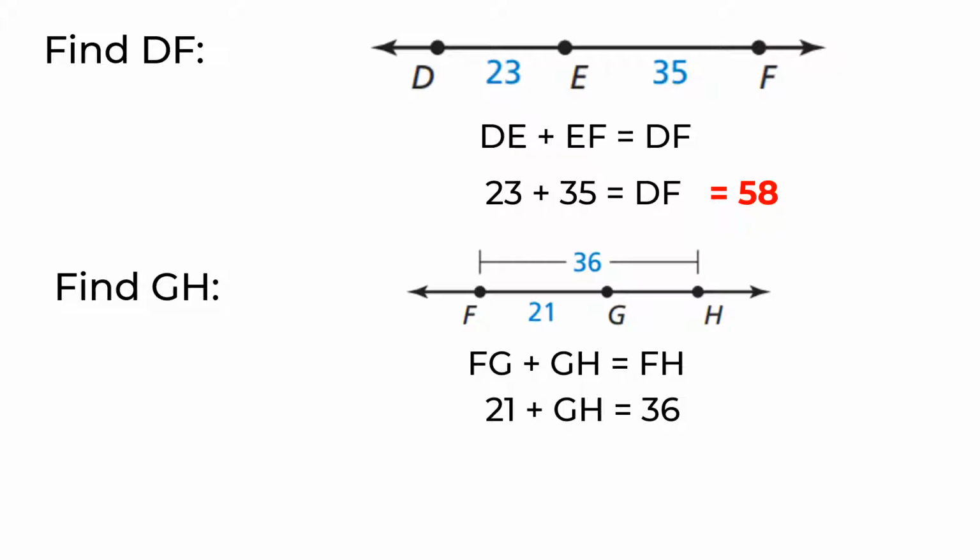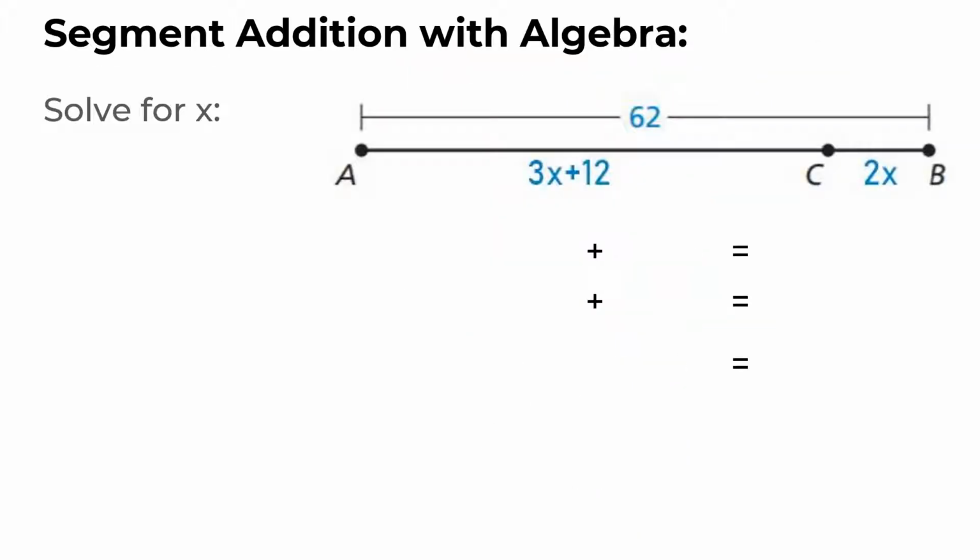Plug in what we know into our basic equation and our word equation. And we know that 21 plus whatever GH is going to equal the 36. And I think most of us realize at this point that we can just take away the 21, which is the part we know, from the total 36. And that'll give us the part that we're trying to find, which is the distance from G to H, which is 15. Same philosophy works when we deal with a problem with algebra.